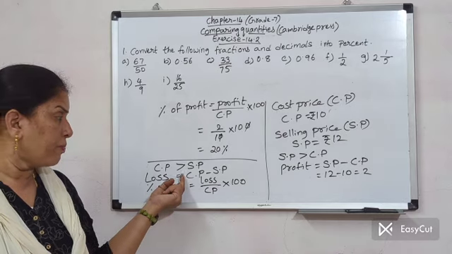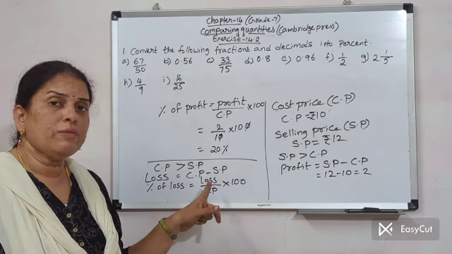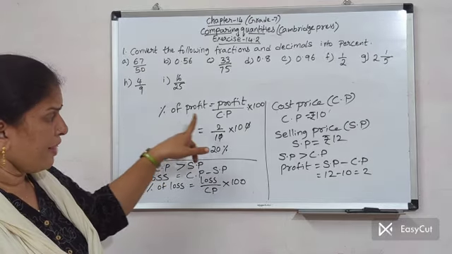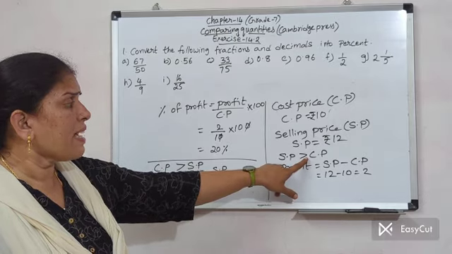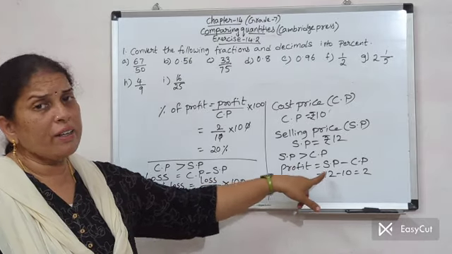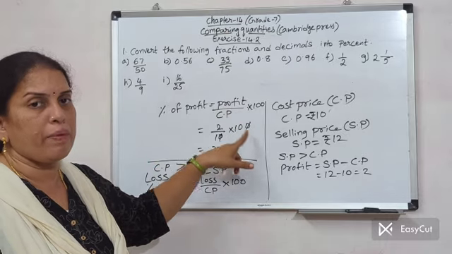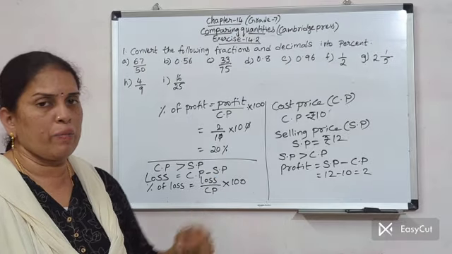If CP is greater than SP, what will you get? You will get loss. If CP is less than SP, we will get profit. Percentage of profit is equal to profit by CP into 100. This is one more topic.